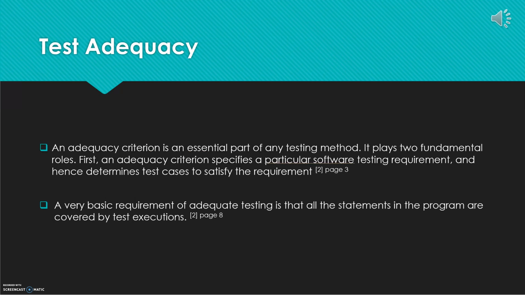An adequacy criterion is an essential part of any testing method. It plays two fundamental roles. First, an adequacy criterion specifies a particular software testing requirement, and hence determines test cases to satisfy the requirement. A very basic requirement of adequate testing is that all statements in the program are covered by the test execution.